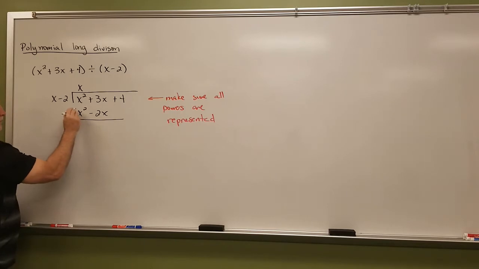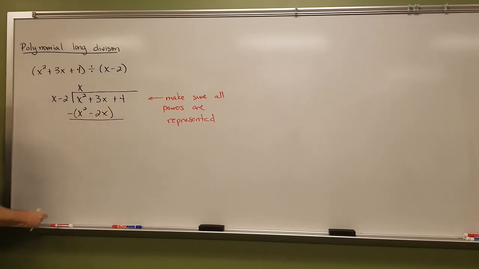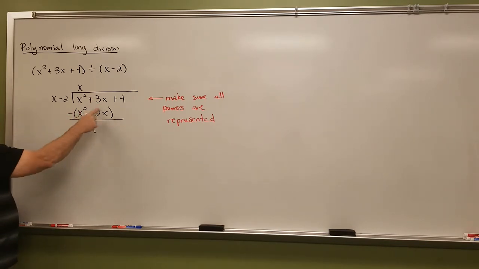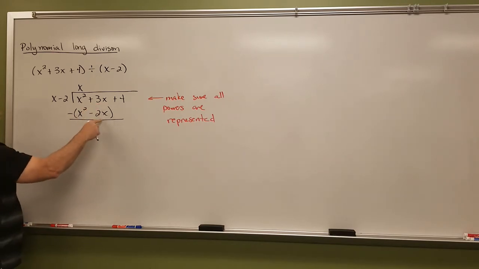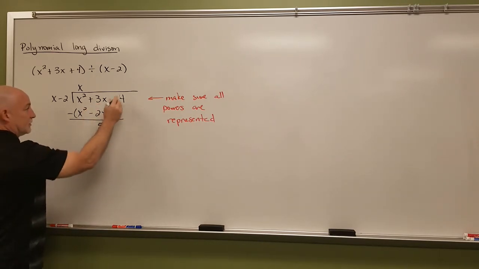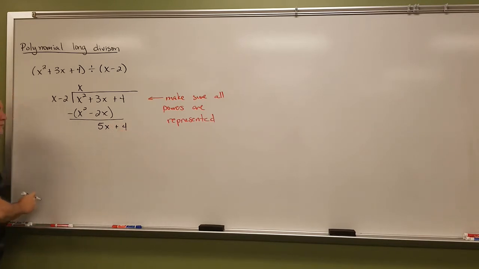Now just like long division, we're going to subtract. Now this first term should always go away. x squared minus x squared is nothing. Here we have 3x. Now we got a lot of negatives, so 3x minus a negative is a plus. So 3x plus 2x is 5x, and we bring down the rest.